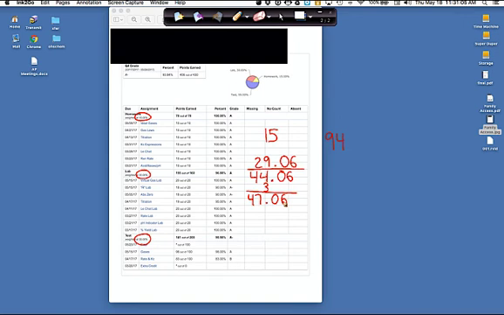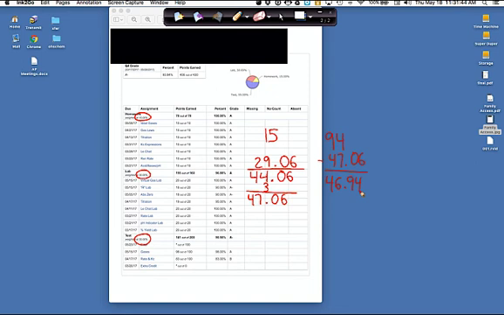So now what we've got to figure out is how many more points she needs. So what are we going to do? Subtract. So 94 minus 47.06. This will tell us how many more points she needs. So 94 minus 47.06 is 46.94 points. So guys, she needs, let's just call it 47. She needs 47 more points. Where can she get those 47 points?